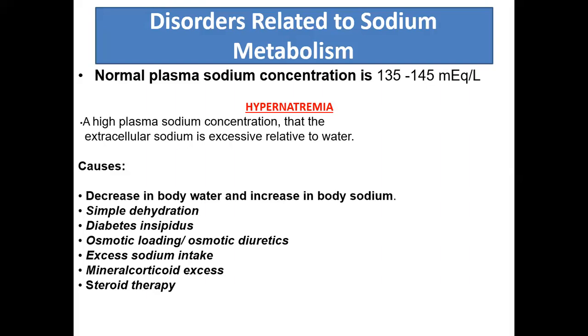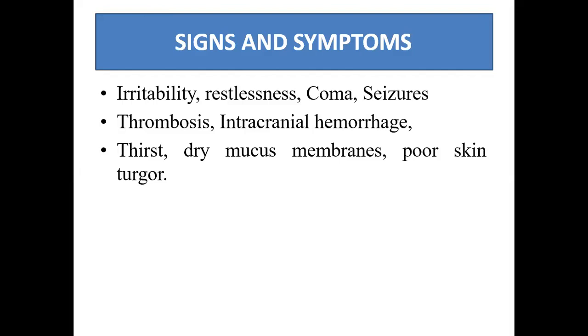hypernatremia can also be caused by simple dehydration. As you lose fluid, the sodium concentration would automatically increase. And also in diabetes insipidus, what happens in this condition is one basically excessively urinates, which leads to excessive accumulation of sodium in the plasma. Apart from this, excess sodium intake will also cause hypernatremia. Mineralocorticoid excess, like aldosterone, if that is excess in your body, that will lead to excess reabsorption of sodium. Apart from it, steroid therapy may also cause hypernatremia.